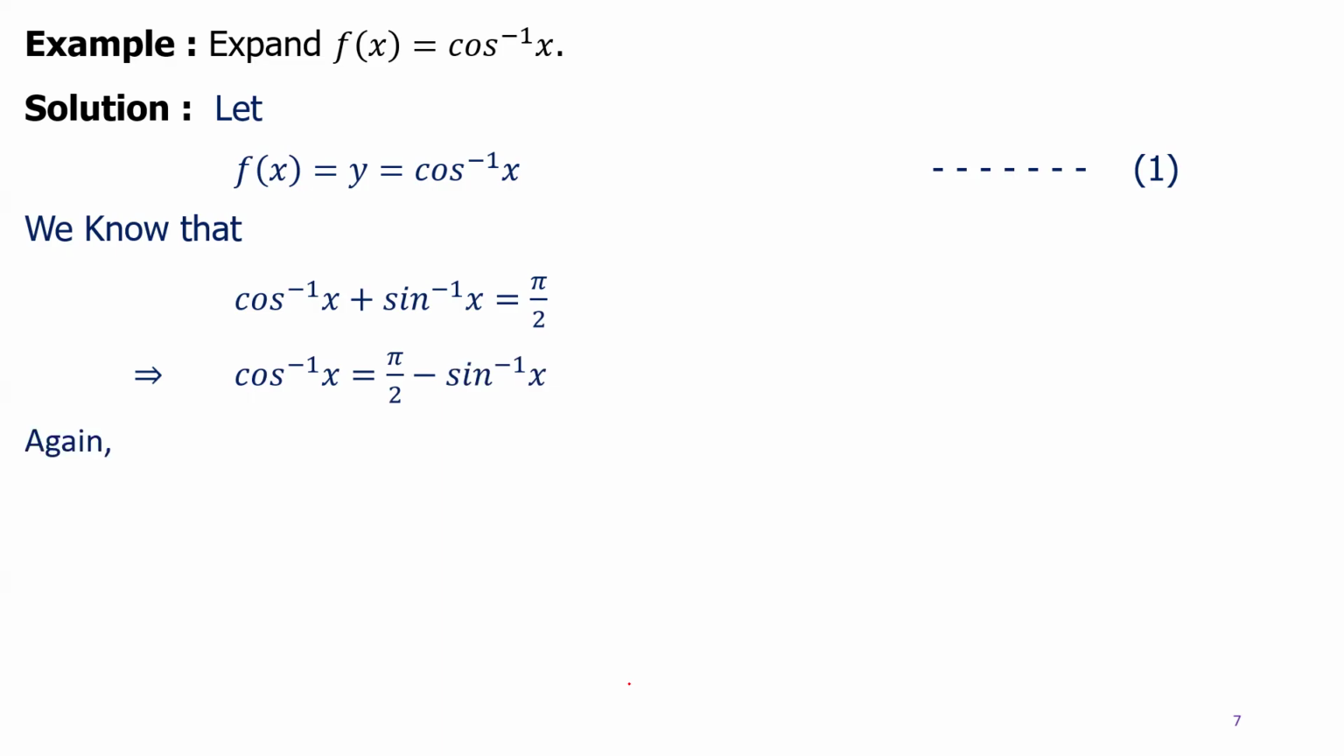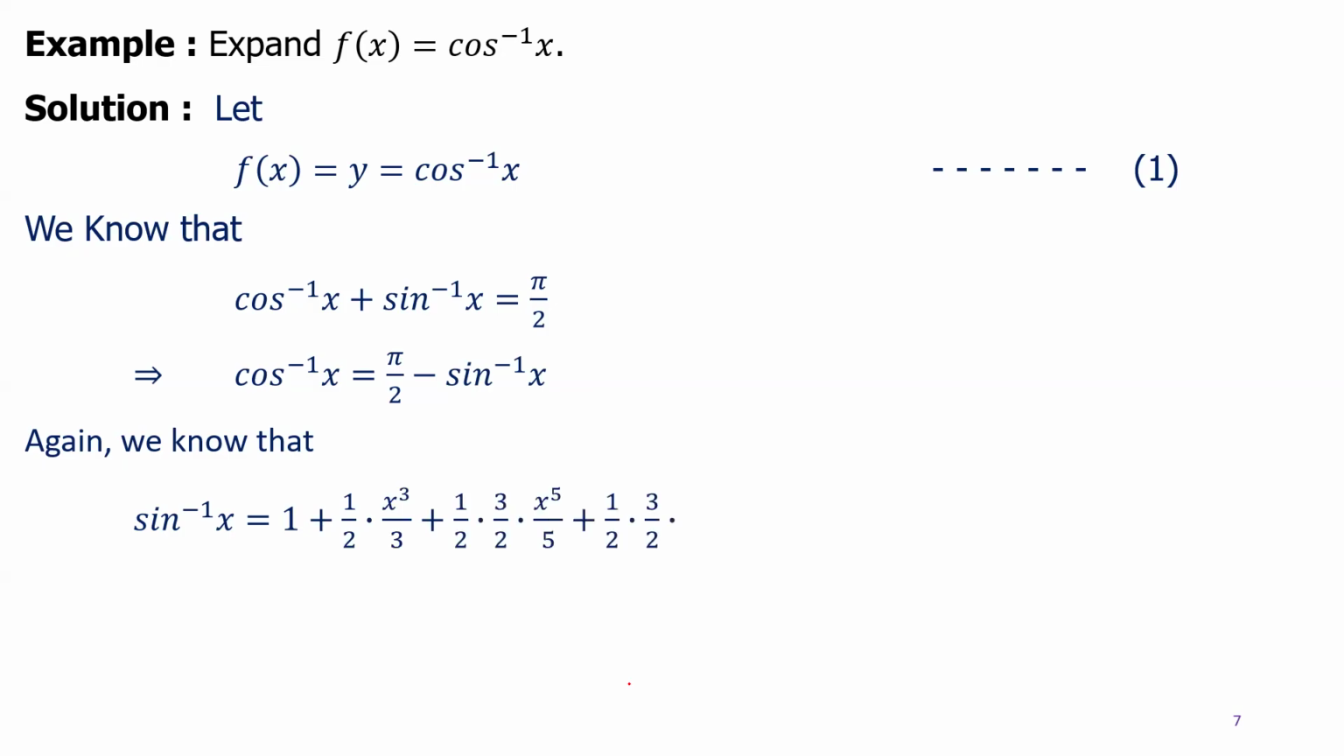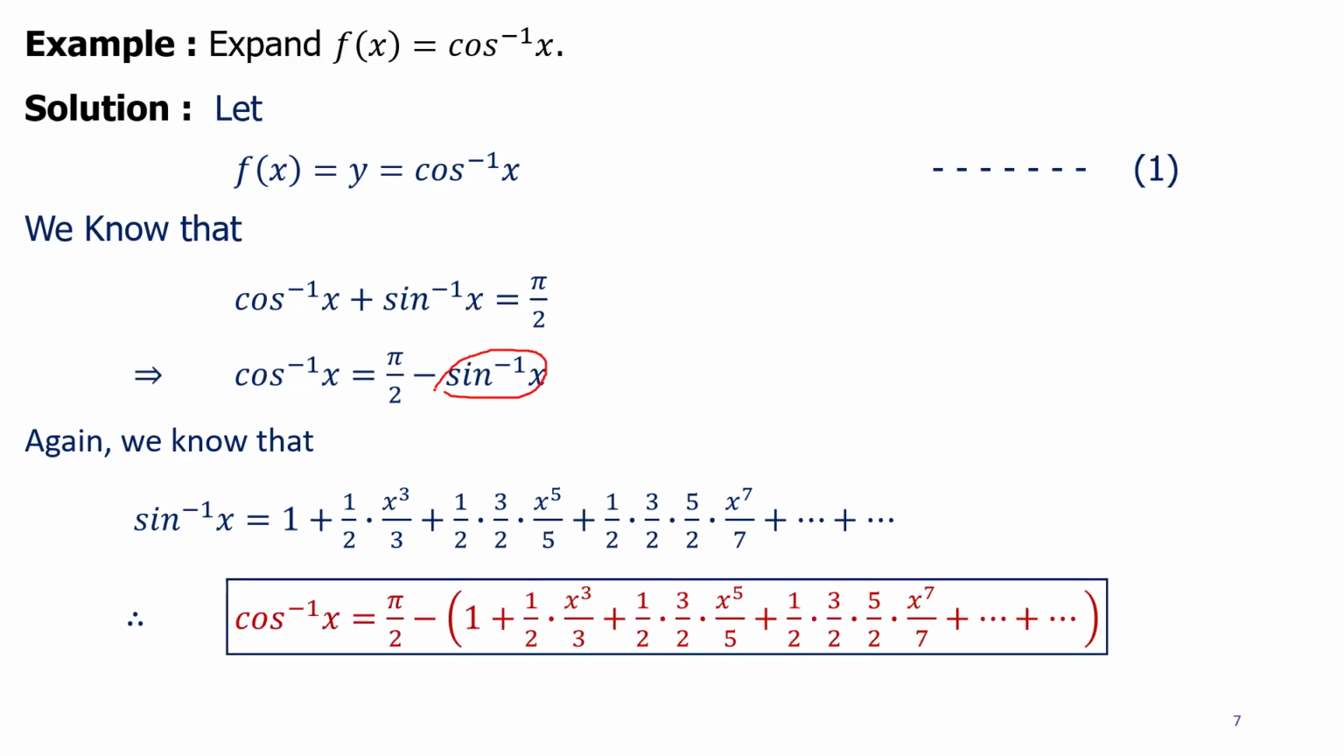But we know that the series expansion of sine inverse of x is equal to 1 plus 1 by 2 into x cube upon 3 plus 1 by 2 into 3 by 2 into 5x to the power 5 upon 5 plus 1 by 2 into 3 by 2 into 5 by 2 up to x to the power 7 upon 7. So this is the expansion of sine inverse of x. And if we substitute this value over here, we are able to get the cosine inverse of x using the formula of sine inverse of x.